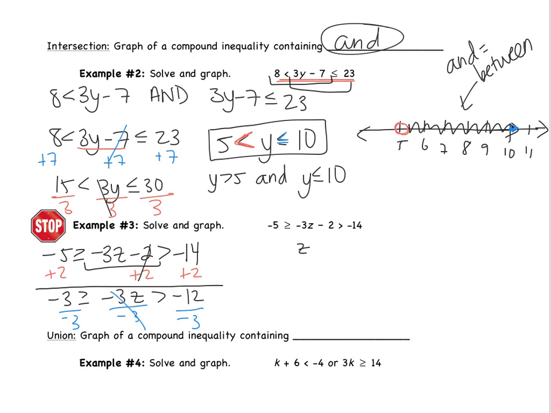-3 divided by -3 is +1. -12 divided by -3 is +4. Now hopefully you remember to flip those inequalities. Anytime you multiply or divide by a negative number, you're going to flip the direction of the inequality.